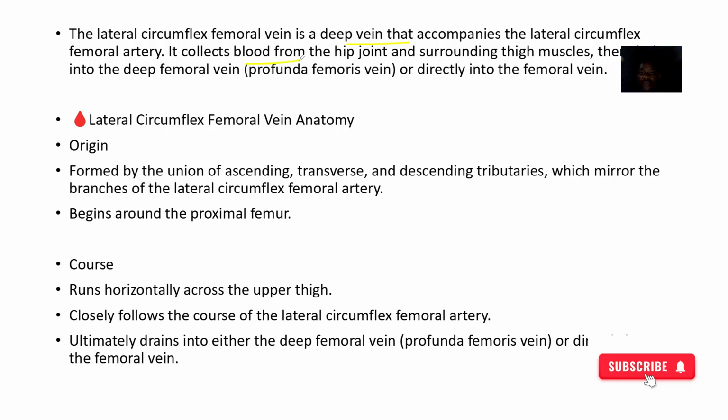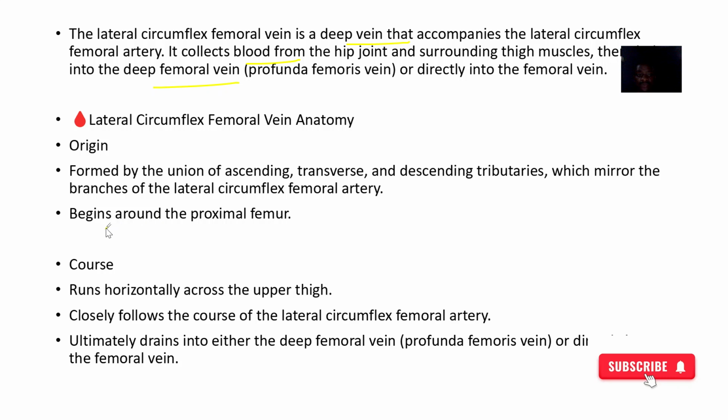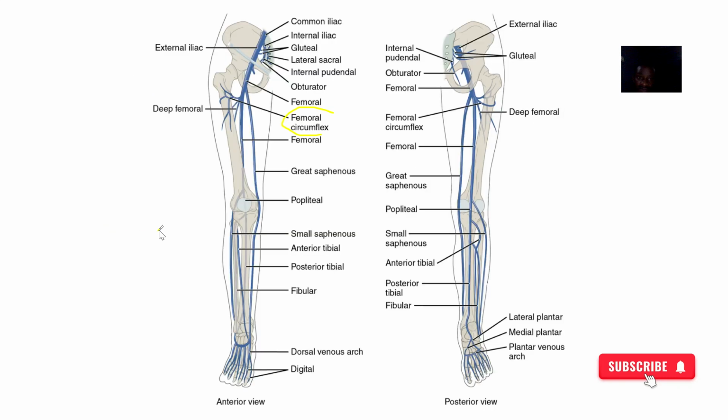It collects blood from the hip joint and the surrounding hip muscles. It then drains into the deep femoral vein, that's the profunda femoris vein, or directly into the femoral vein. It's formed by the union of the ascending and the transverse descending tributaries. So it begins around the proximal femur.